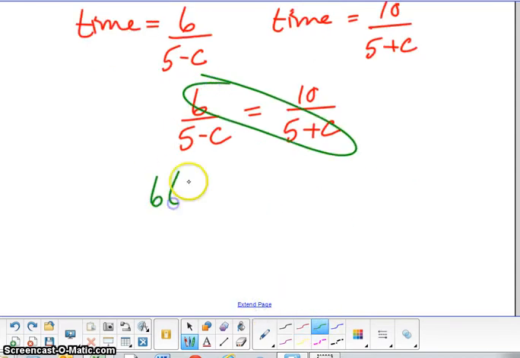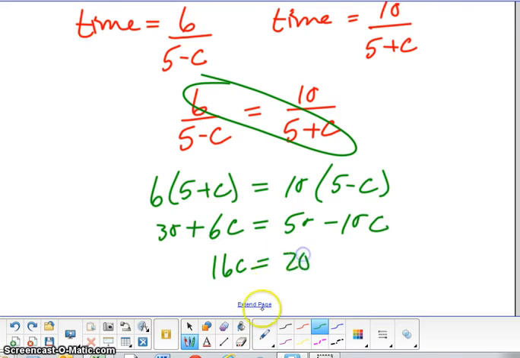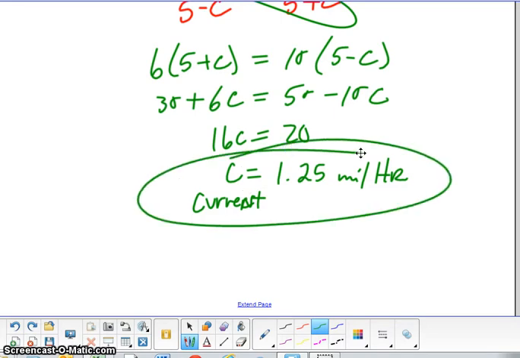So 6 times 5 plus C equals 10 times 5 minus C, and you get 30 plus 6C equals 50 minus 10C. And when you solve that, you get 16C equals 20. And when you divide by 16, you get 1.25 miles per hour. And that would be the current. That's how fast the current is going to go, which is what they're asking for here. All right, let's try the next one.